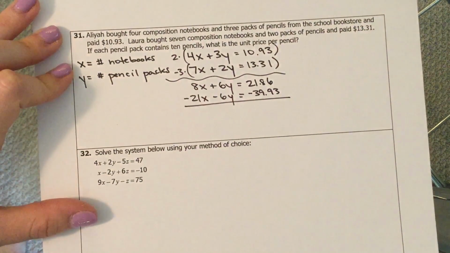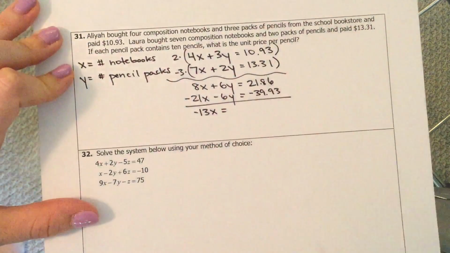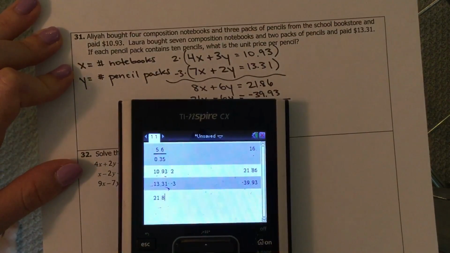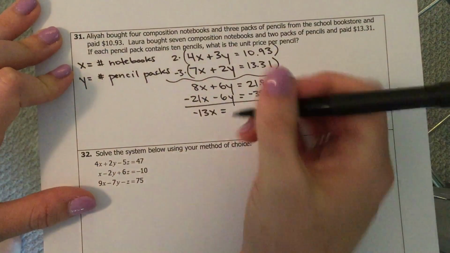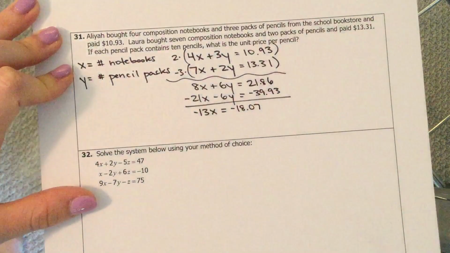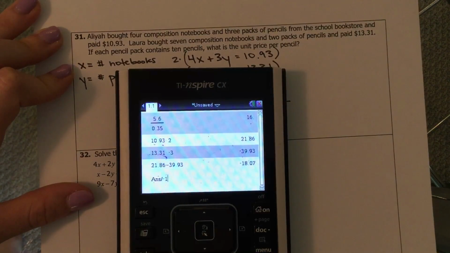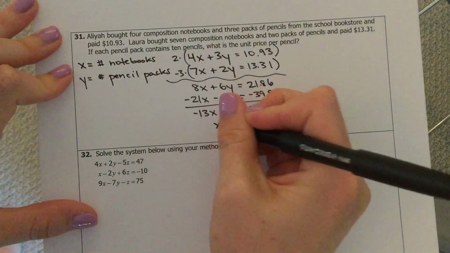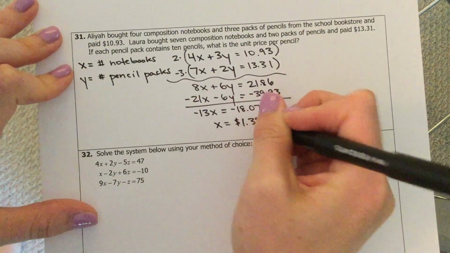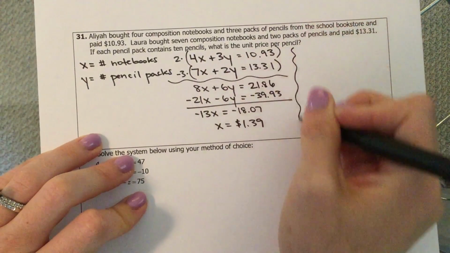Okay, so line them up, add them together. 8x - 21x is -13x equals, and then we can combine those two values. So 21.86 minus 39.93 is -18.07. Then we can divide out that 13 from both sides. Divide by -13, and I end up with $1.39. So x is equal to $1.39, and that would be the notebooks. Each notebook is $1.39, and then we can use that to figure out the price of the pencil pack just by plugging it into one of our equations.